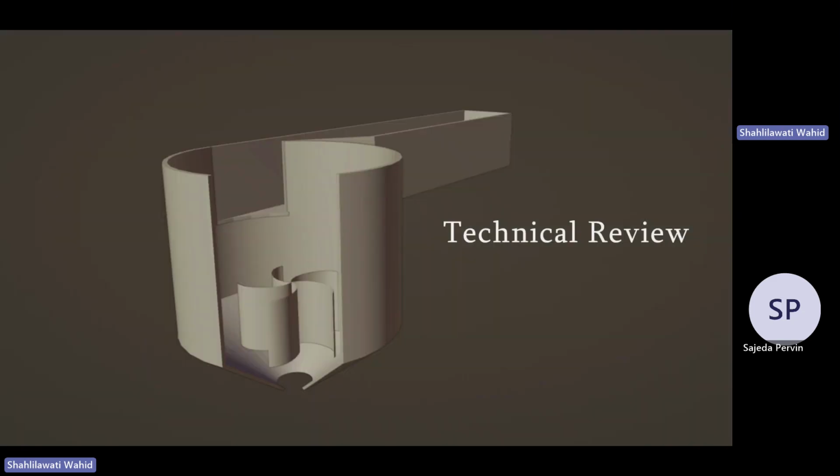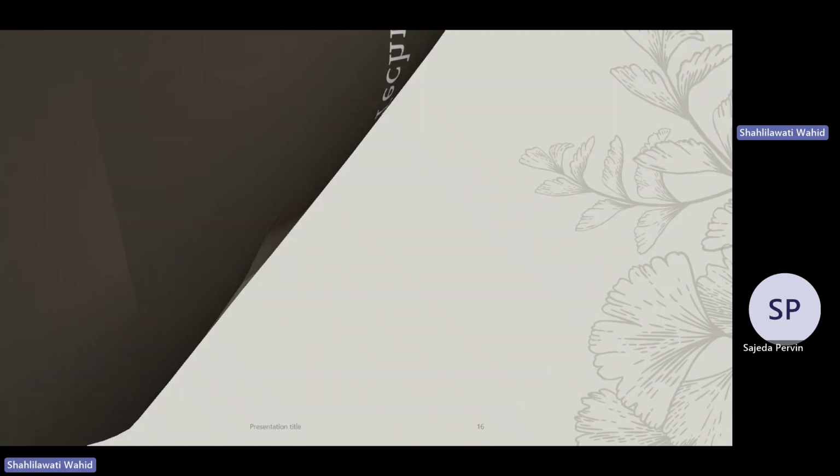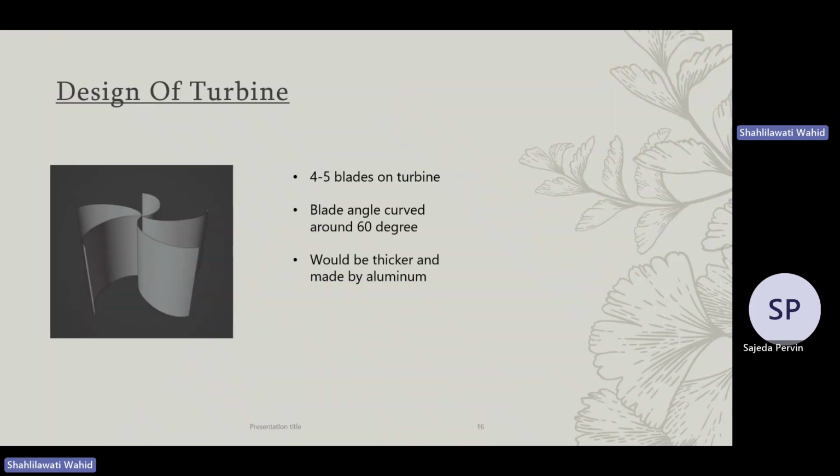Now let's move on to the technical review. Okay, so now I'll talk about the technical reviews of the GWVPP. First thing is the design of the turbine. After some research, we found that the optimum design to generate the most electricity is that there should be 4 to 5 blades on the turbine. And then the blade angle should be curved at around 60 degrees. That means you take a flat plate and then you turn it 60 degrees, so it's like a curve shape.